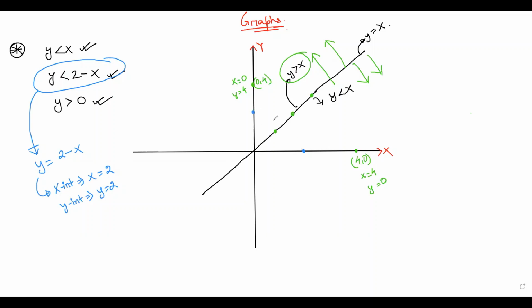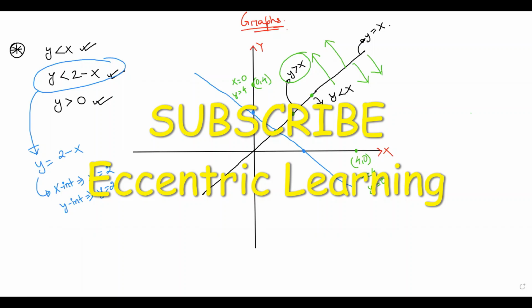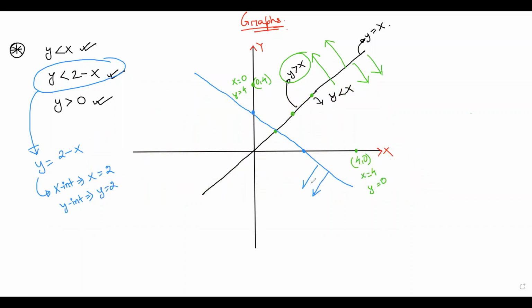So y equal to 2 minus x would be this line, but we require all those values of y which is lesser than 2 minus x. So y less than 2 minus x would be represented by this region.